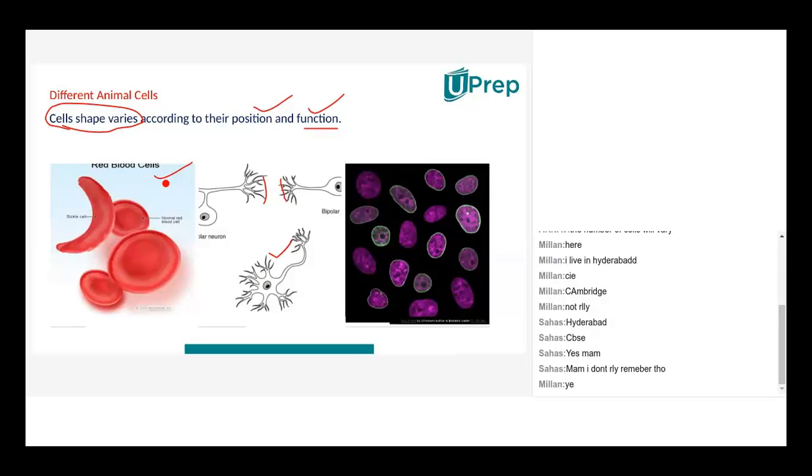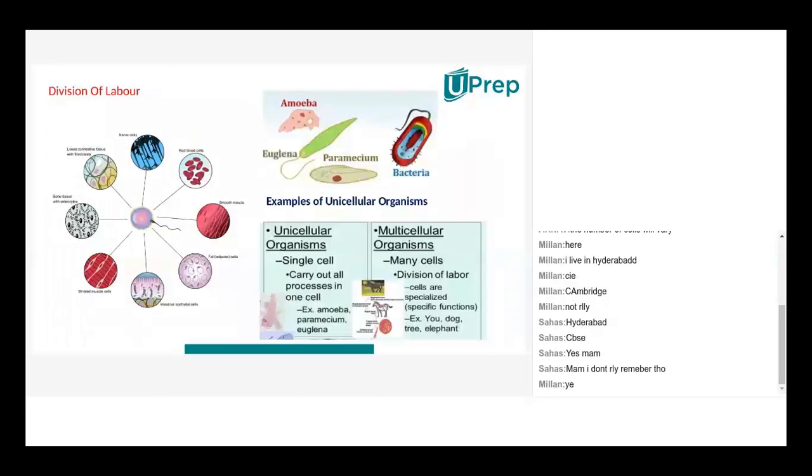The same organism is possessing a biconcave cell shape for RBC. The same organism is possessing a branched structure like the nerve cell and different other shapes of other cells based on their function and position. Now, different cells will have different sizes and shapes also. Here I'll explain one word, division of labor. When you take division of labor, that differentiates unicellular and multicellular organisms.